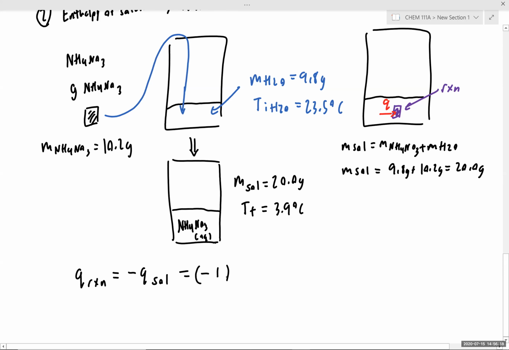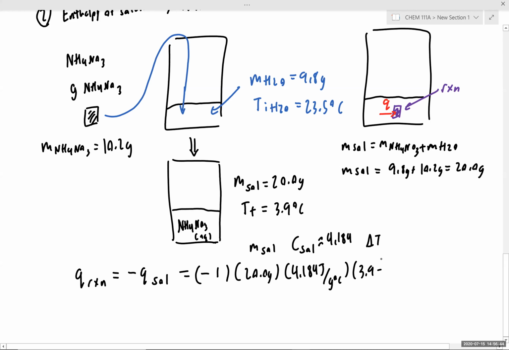which is equal to -1 times the mass of the solution times the specific heat of the solution, which we're going to approximate to that of water, times delta T. So the mass of our solution is 20.0 grams. The specific heat of our solution is 4.184 joule per gram degree Celsius. And the change in temperature is our final, which is 3.9, minus our initial, which is 23.5 degrees Celsius.